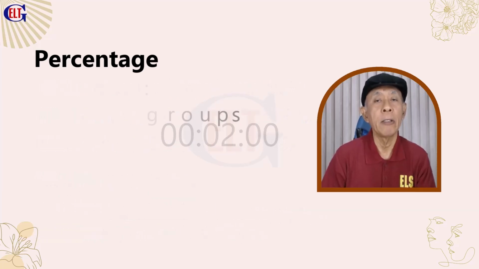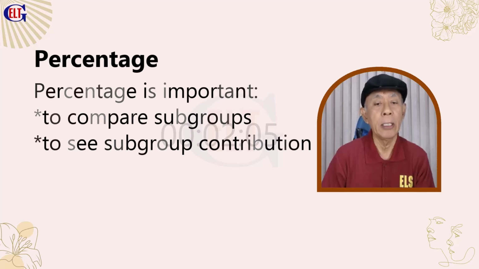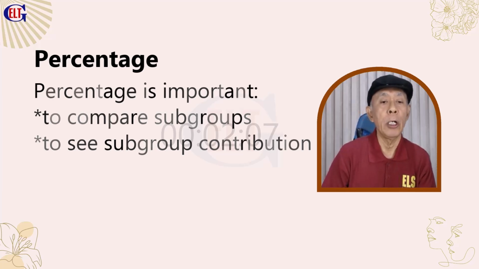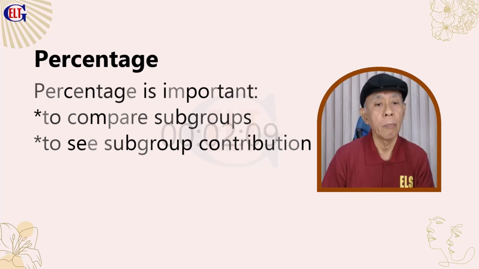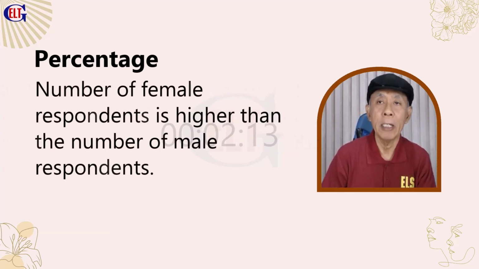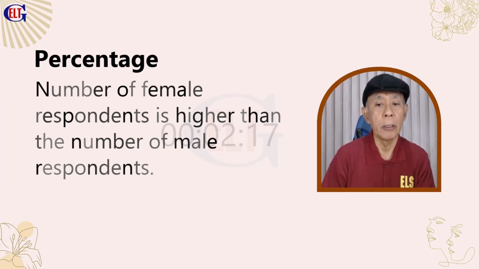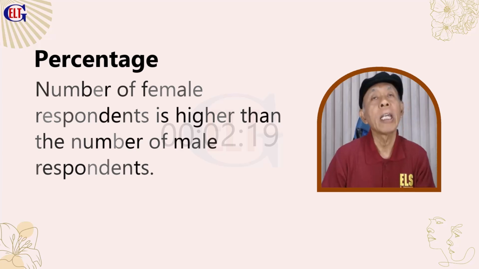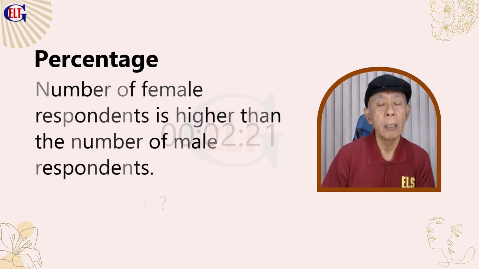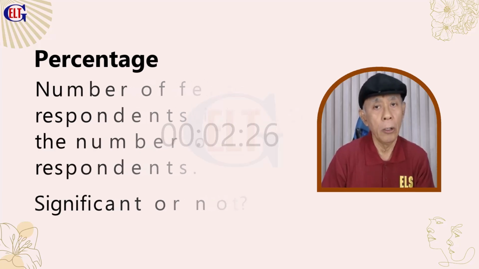The use of percentage is important when we want to compare different subgroups in our data and to see the contribution of different subgroups. Using the previous data, we can say that the number of female respondents is higher, 60%, than the male respondents, 40%. We can make a further analysis later to see whether the difference is significant or not.